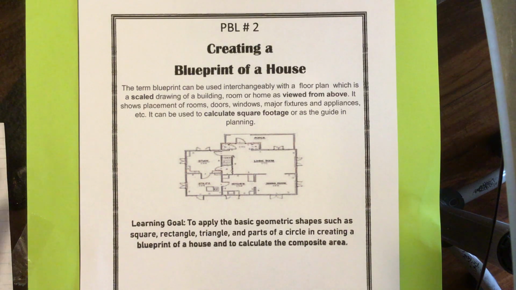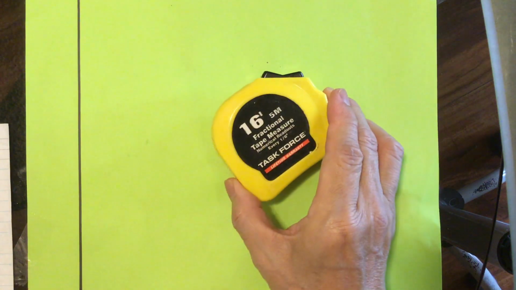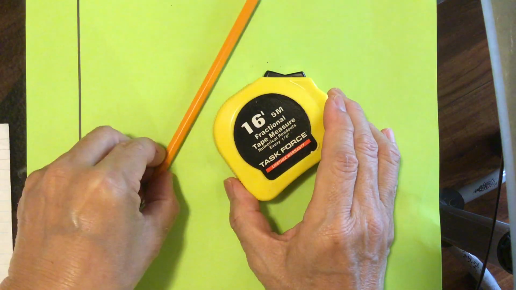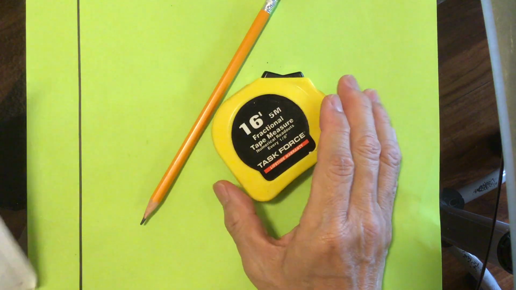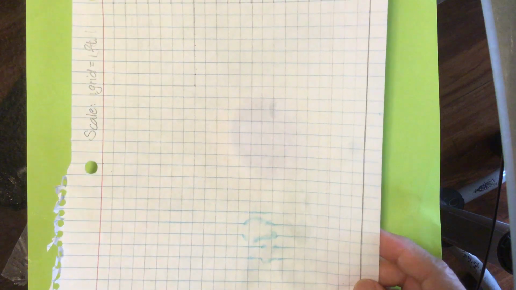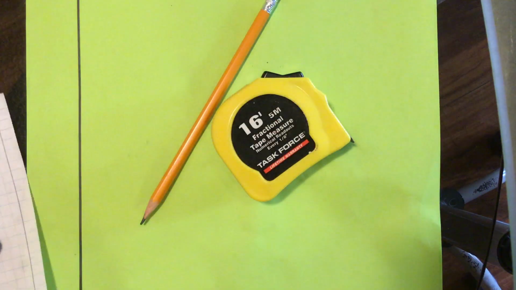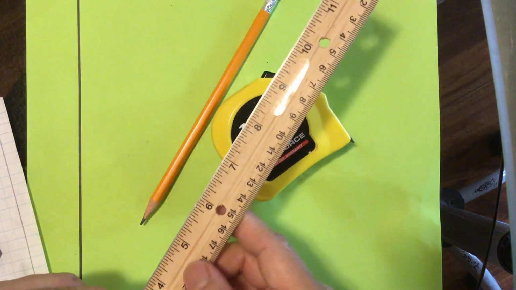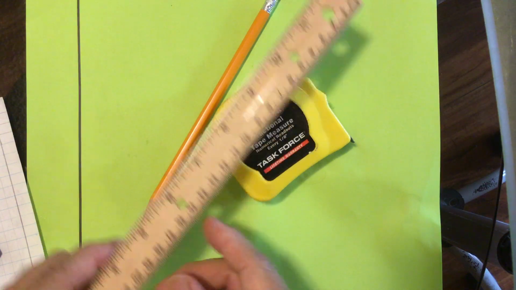The materials that we need are the following. You need to have a tape measure, a pencil, a graphing paper, a calculator, and a foot ruler or a square edge. So the first step is to make a rough sketch of the floor plan and label the different locations.